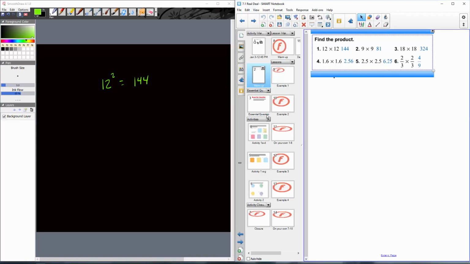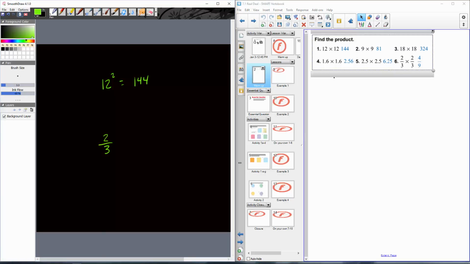Now a couple that I want to make sure I showed you: the 12 times 12, but let's look at that 2/3. Now 2/3 to the second power is really 2/3 in parentheses to the second power, because that will take the whole thing. And this becomes 2 times 2, which is 4, and 3 times 3, which is 9. And that's how I get these answers.